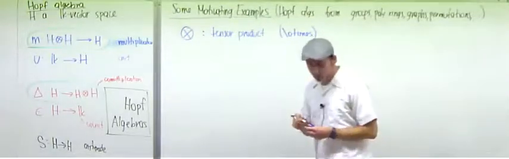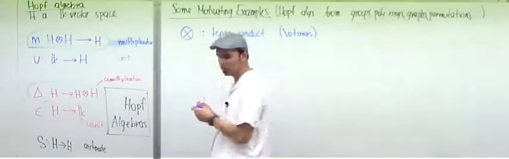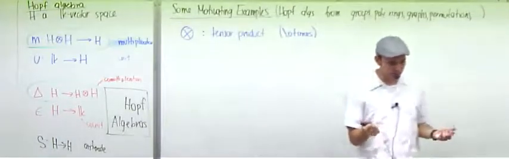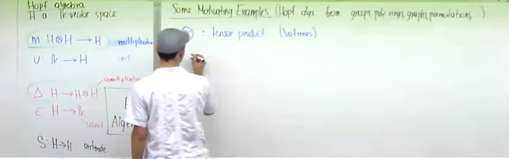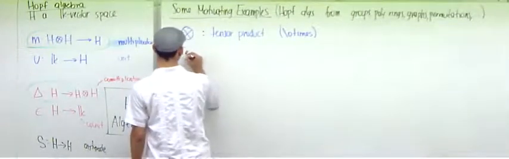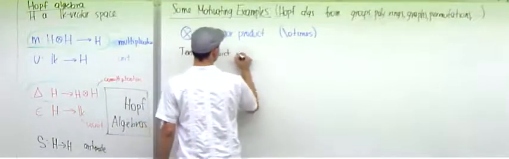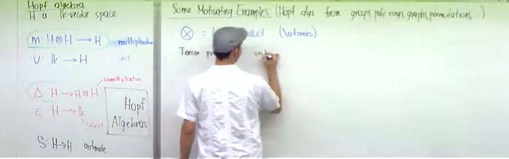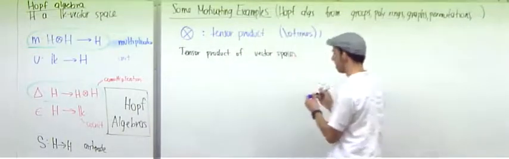Okay, so what is the tensor product? The tensor product is, so let's do it for, let's take the tensor product of two vector spaces. Just as a first example.